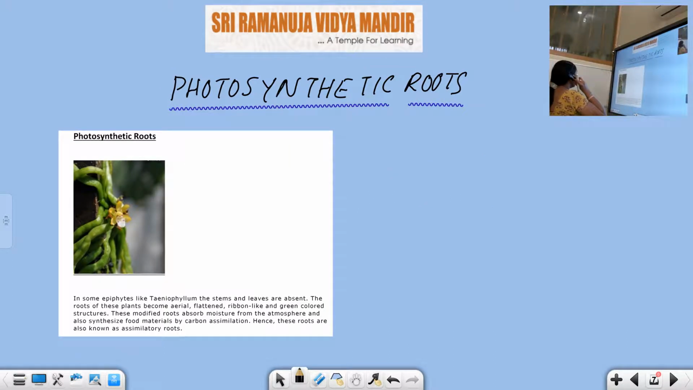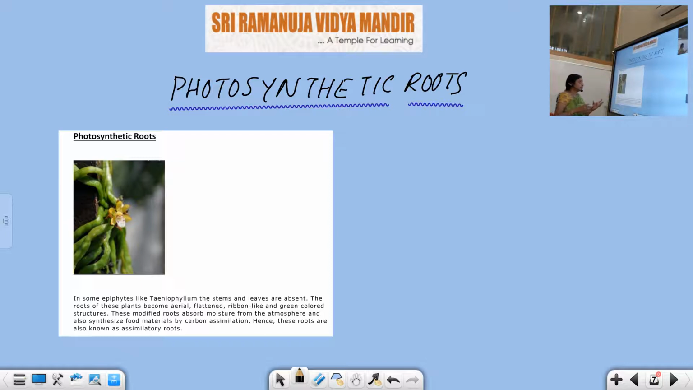Now, photosynthetic root. Come to the next one, photosynthetic. I think you have studied photosynthesis. What is photosynthesis? Photo means light. In presence of sunlight, the plant synthesizes food. So these roots are called photosynthetic. We all know that leaves prepare food material in presence of sunlight. So here I have written that these roots are performing photosynthesis. That means roots are making food, synthesizing food.